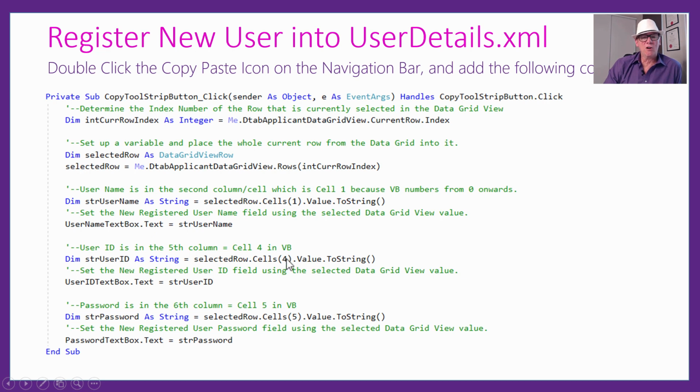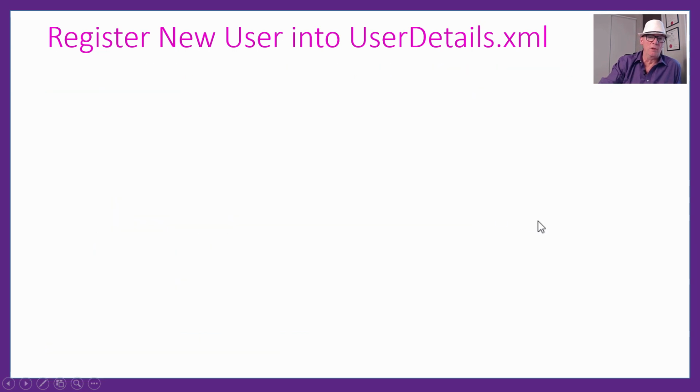We can go across to the fifth column, which will actually be Cells(4), grab the user ID and put that into the text box on the form, and we can get the password from the next column along, Cells(5), and put that in the text box down the bottom of the form as well. So we're just working out here, okay, we clicked on a row in that DataGridView, and that is the current row, and then we can find out what its index is, grab all these specific values off that row and put them in the text boxes which are down the bottom of the form.